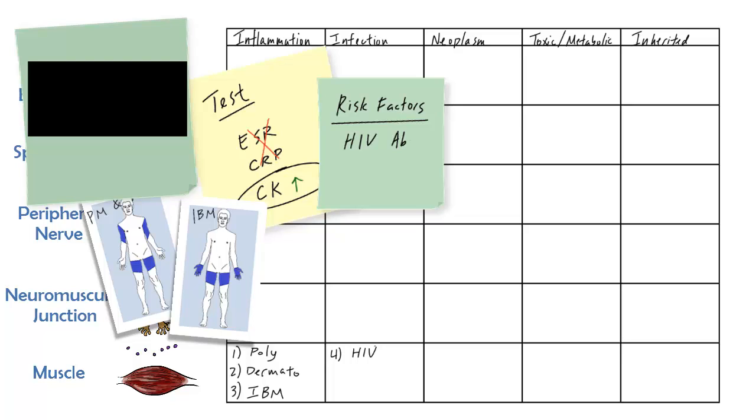Neoplastic muscle disorders, there's not very many. They're very uncommon, but there are some cancer-associated muscle diseases, cancer-associated myopathies. Yeah, but let's move on. So toxic metabolic muscle conditions. There are a lot of these. What are some common toxins or metabolic conditions that affect the muscle? Yeah, there's a whole list of drugs. A whole list of drugs that can cause muscle damage.